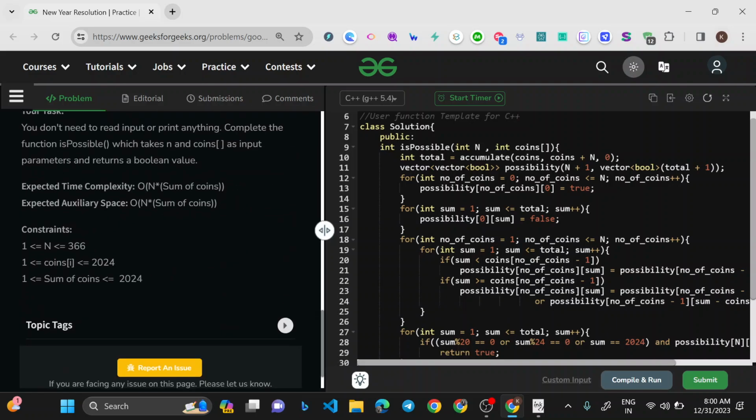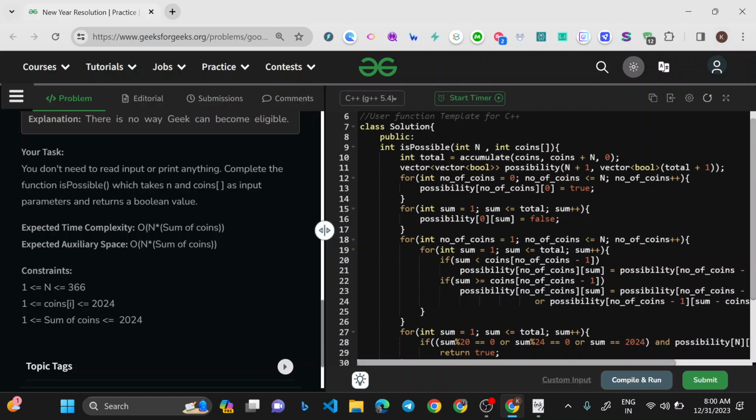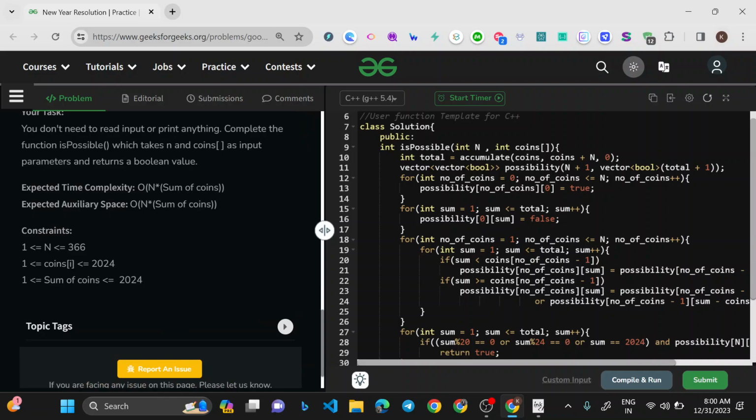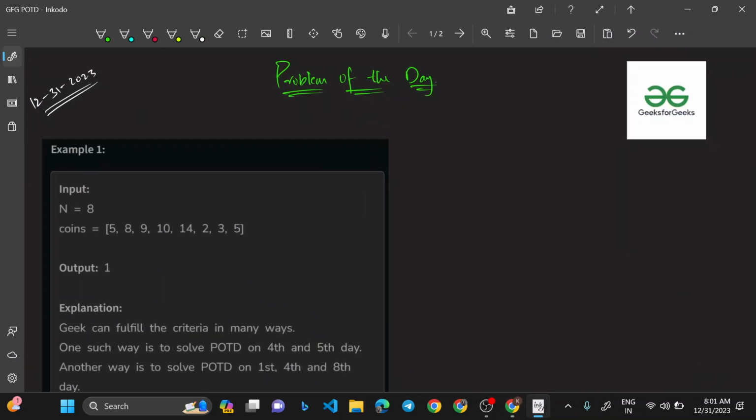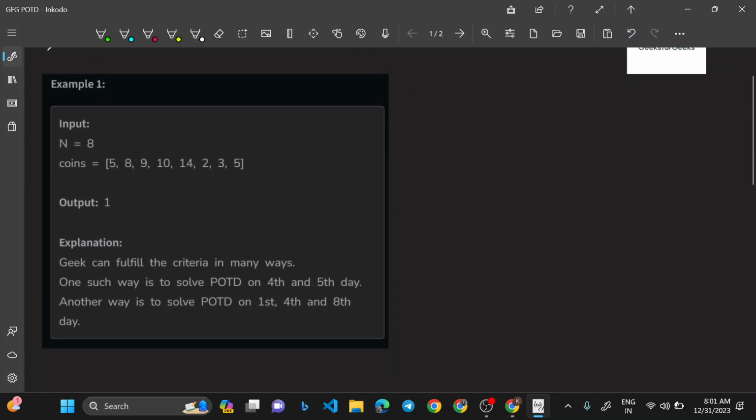The expected time complexity is O of n into sum of coins, and the expected auxiliary space is O of n into sum of coins. Okay, and these are some of the constants that are given. So let us directly jump into the examples and we'll briefly understand. Fine. So there's a person named Geek.